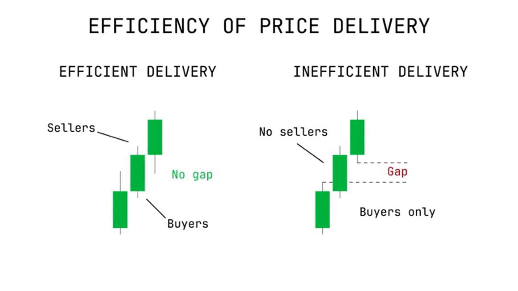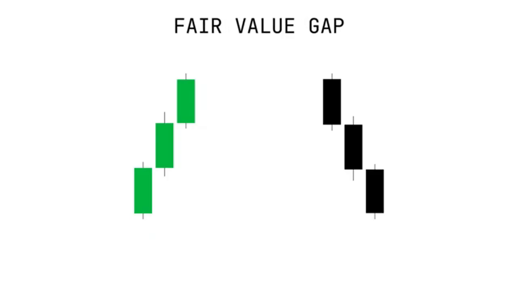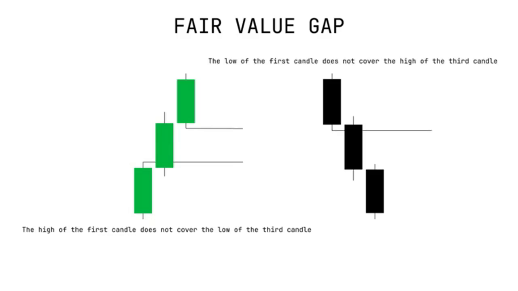This means that there are places in the market where orders remain unexecuted or only partially filled, which is a key sign of inefficient pricing. The fair value gap is a price action element, formed by three candles where the high of the first candle does not cover the low of the third candle in a bullish scenario, and the low of the first candle does not cover the high of the third candle in a bearish scenario.